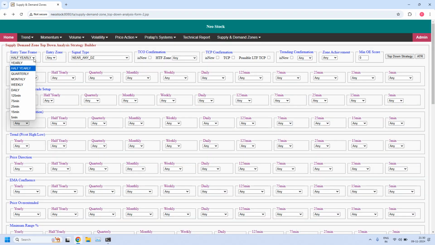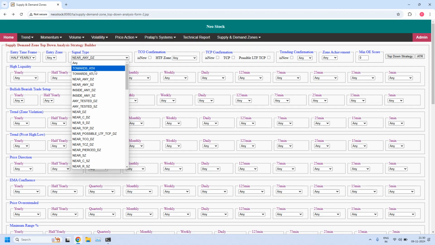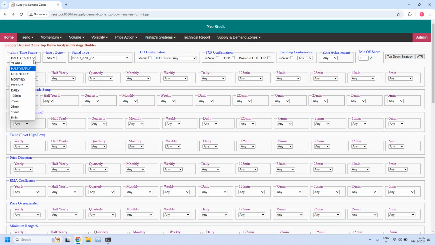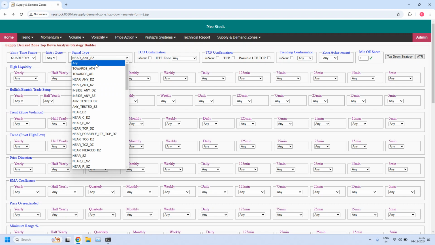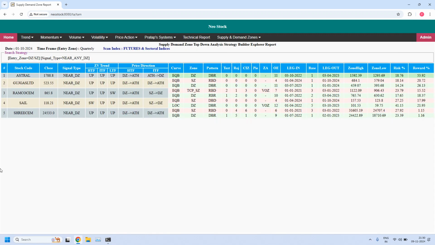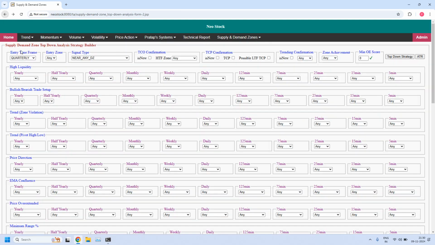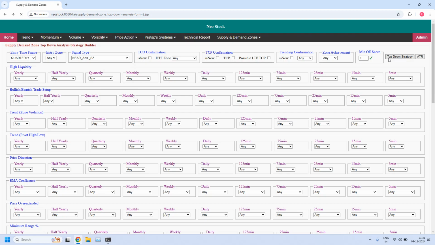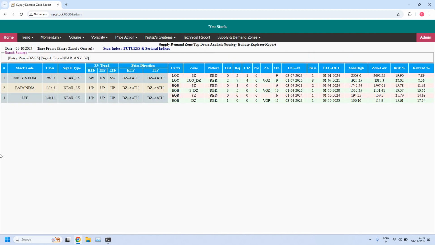Okay, next for half-yearly time frame, let's find the stocks near half-yearly supply zone. One stock is filtered. Next time frame is the quarterly. Let's find the stocks near quarterly demand zone. 5 stocks are filtered. Next for quarterly time frame, let's find the stocks near quarterly supply zone. 3 stocks are filtered.